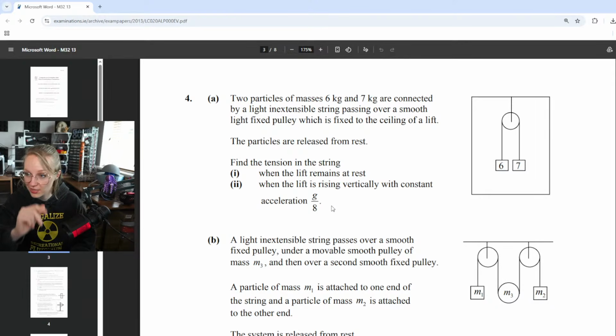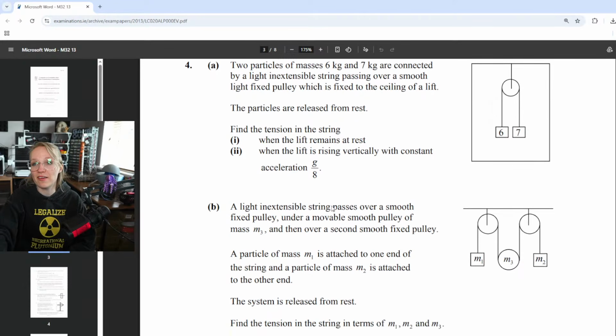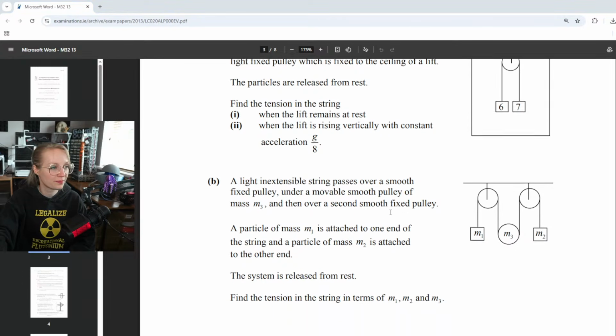Do you know what? We can solve this. We can solve this. Don't 6-7 me in the chat. We're all too old for that, lads. We're all too old for that now.